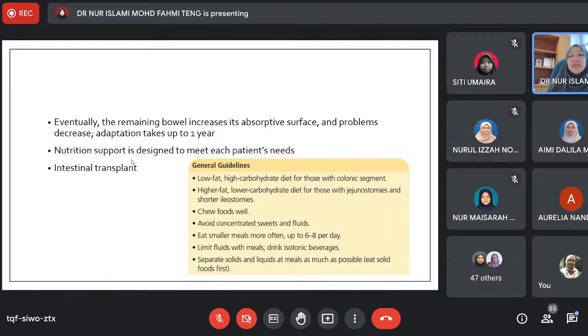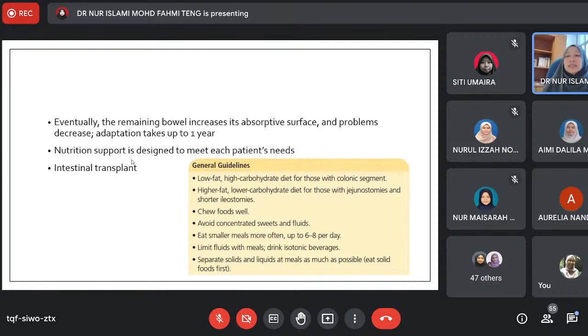Eventually, the remaining bowel increases its absorptive surface and problems decrease, and adaptation can take up to 1 year. And our nutrition support is designed to meet each patient's need. Some people may need to undergo intestinal transplant. So when there is transplant, the management is referring to transplant MMT pula lah.